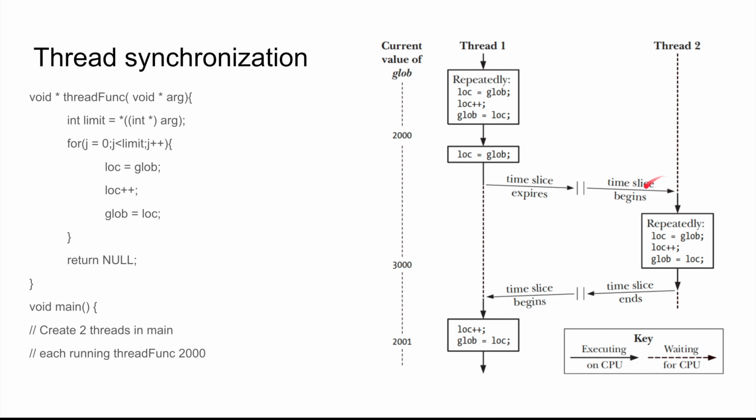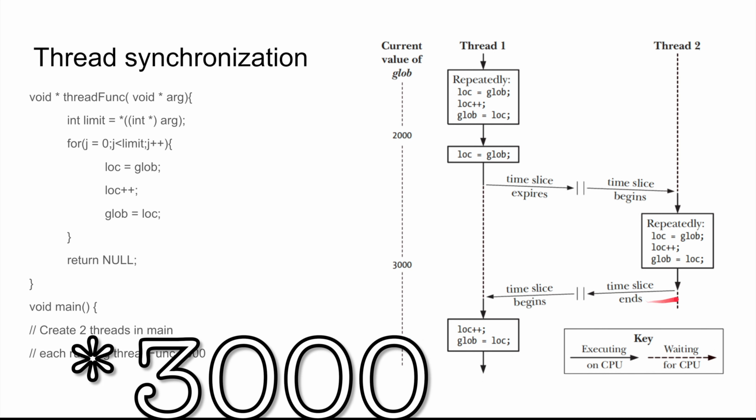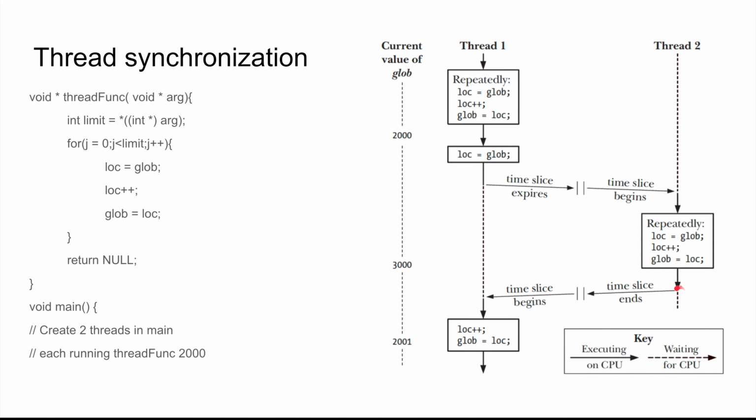Although thread 2 incremented the global variable till 3000, at this point when its time slice expired, its updates were overwritten by thread 1 and the global variable went back to 2001. This is the consequence of accessing shared variables inside the loop without any synchronization. If a thread is accessing a global variable, another thread shouldn't be allowed access to that shared variable.